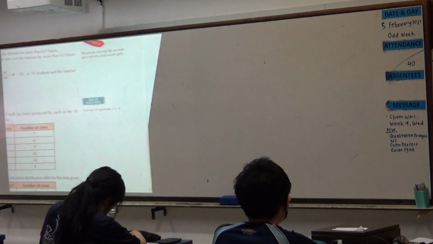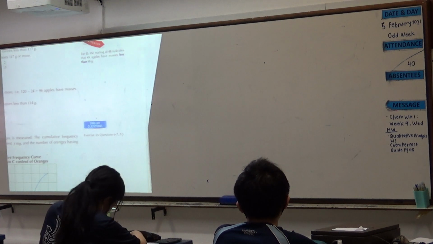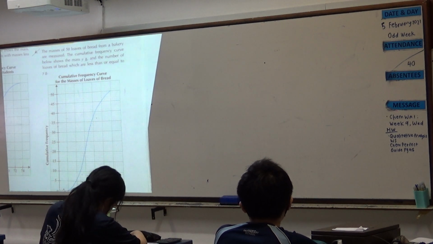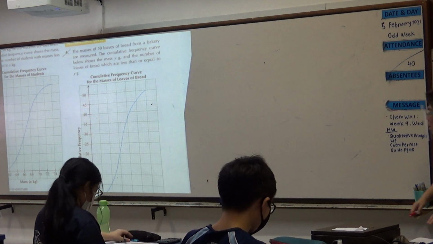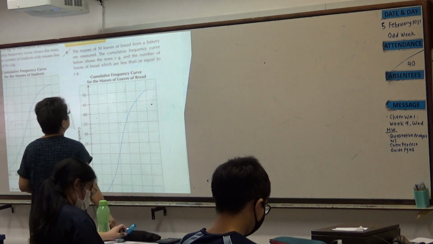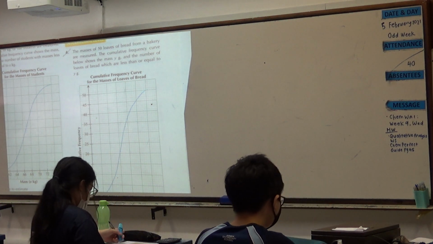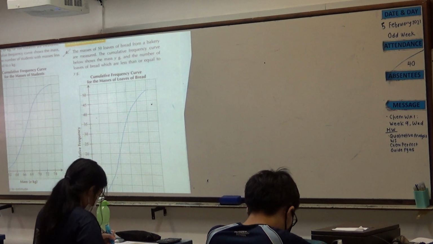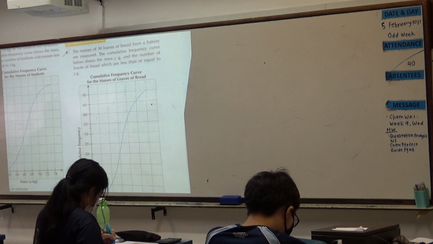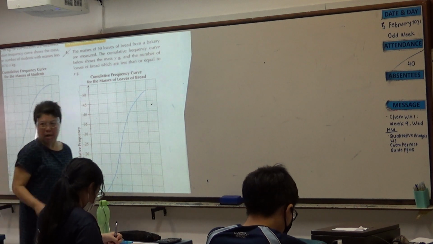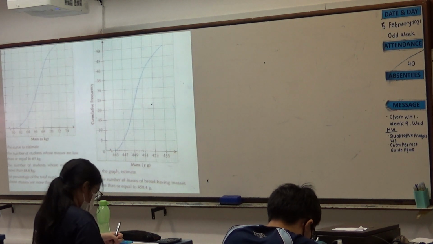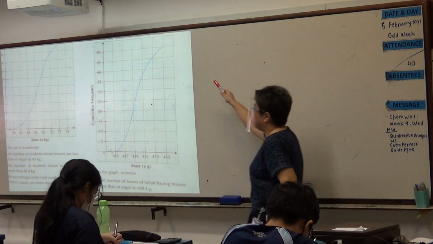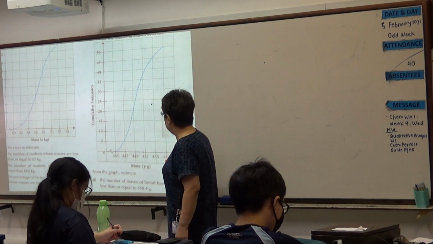Okay, let's look at question number 4. The question says this. The masses of 50 loaves of bread from a bakery are measured. The cumulative frequency curve below shows the mass y gram and the number of loaves which are less than or equal to y gram. Again, this is a less than or equal. Now look at the cumulative frequency curve. Can you see the maximum will be 50 loaves?